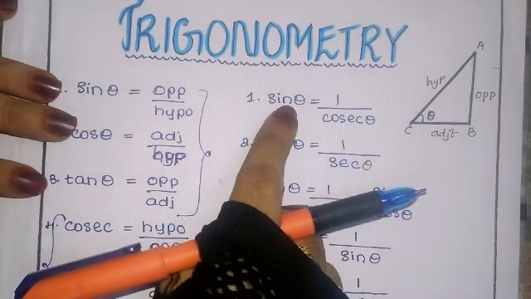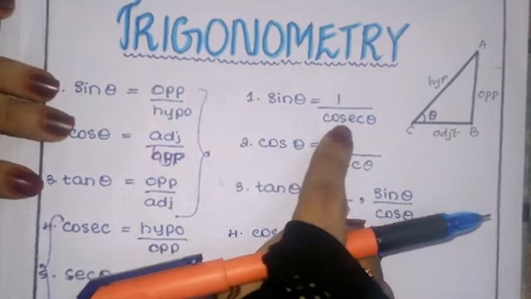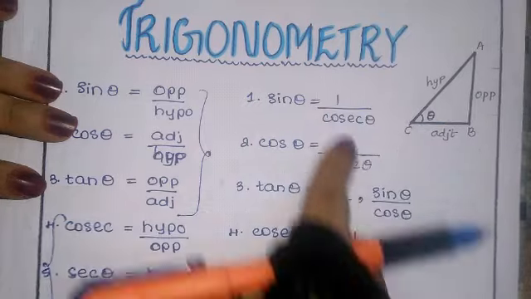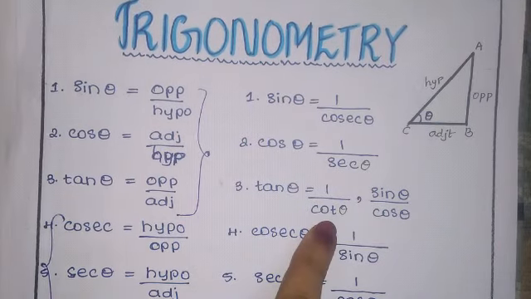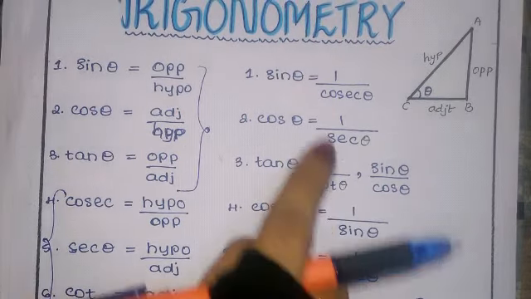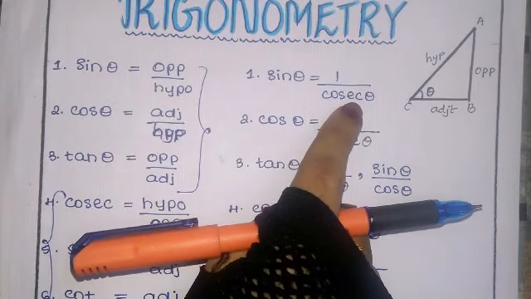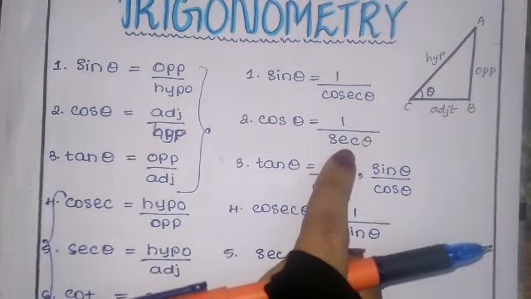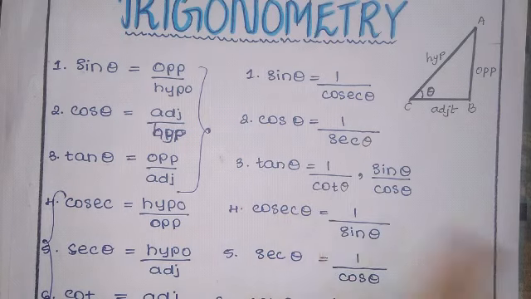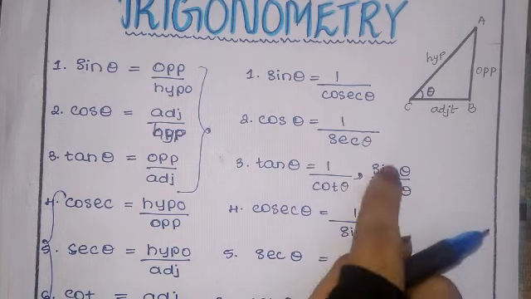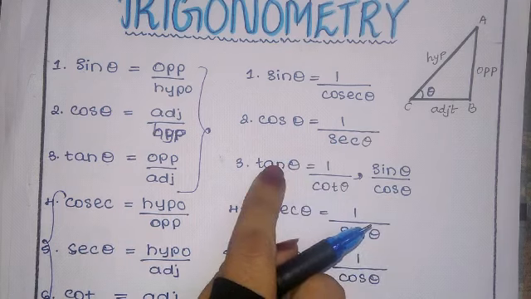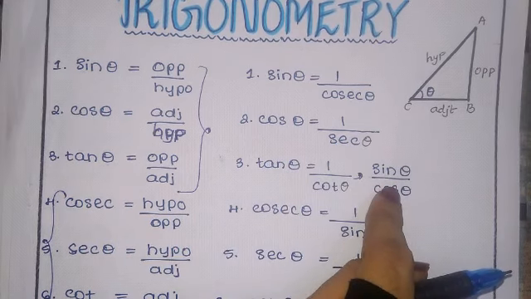You should remember this. Sine means 1 upon cosec. You will apply this in the formulas, in the problems. You should remember it well. Sine theta is nothing but 1 upon cosec theta, cos is 1 upon sec theta, tan is 1 upon cot. Tan also means sine upon cos. Tan theta value is sine theta upon cos theta.